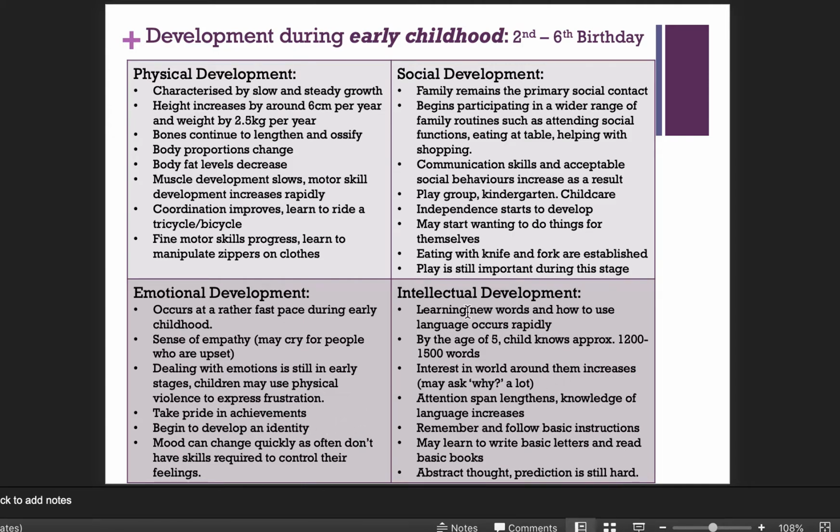They're starting to learn language. By the age of 5, a child knows between 1,200 to 1,500 words, and that is massive. And they start to become interested in why? What's going on? Why? How come? You hear it a lot. Attention span lengthens. They can watch TV for a little bit longer or listen to a conversation or a song from start to finish rather than wandering away. And they can start to really learn how to write some basic letters or know what their name is and how to spell that.